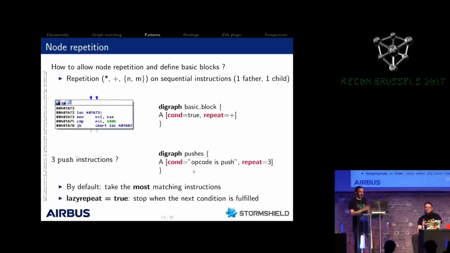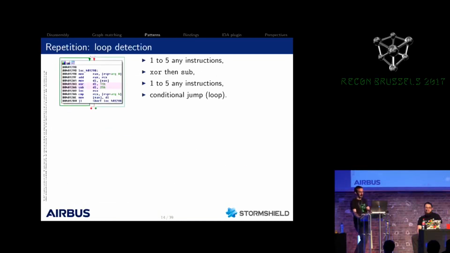By default, GRAP will take the most matching instructions when you specify repetitions, but you have an option to change that. You can say lazy repeat is true. The default behavior is greedy repeat, where you take the most of them. With lazy repeat, you will stop once the next condition is fulfilled. I'll give an example here.